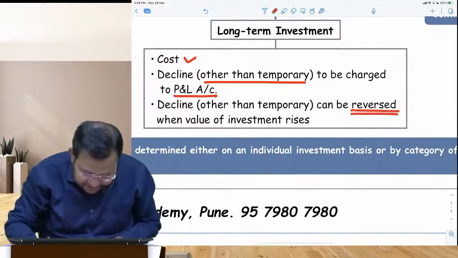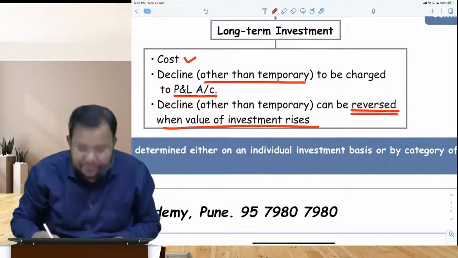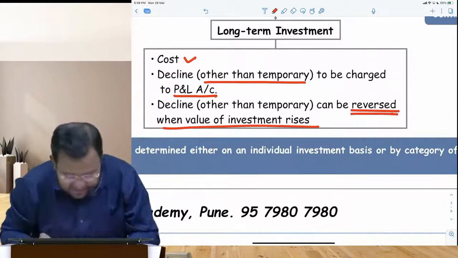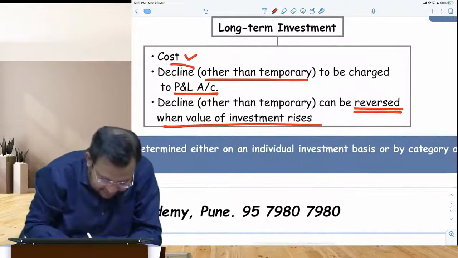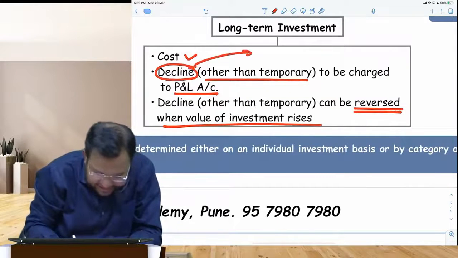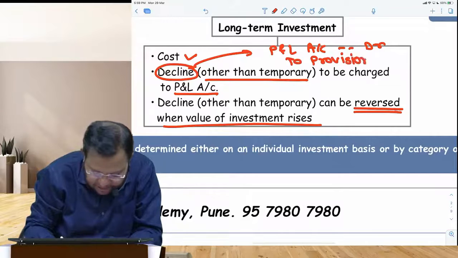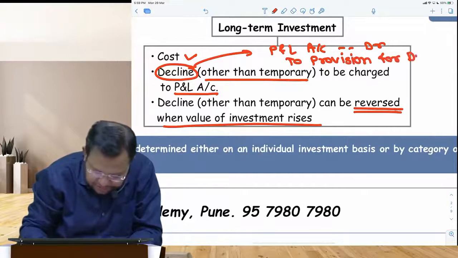Decline can be reversed when the value of investment rises. Normally when there is a decline, we do not credit the investment account. We pass an entry for the decline as under: P&L account debit, to provision for diminution in the value of investment. Provision for diminution, decrease.